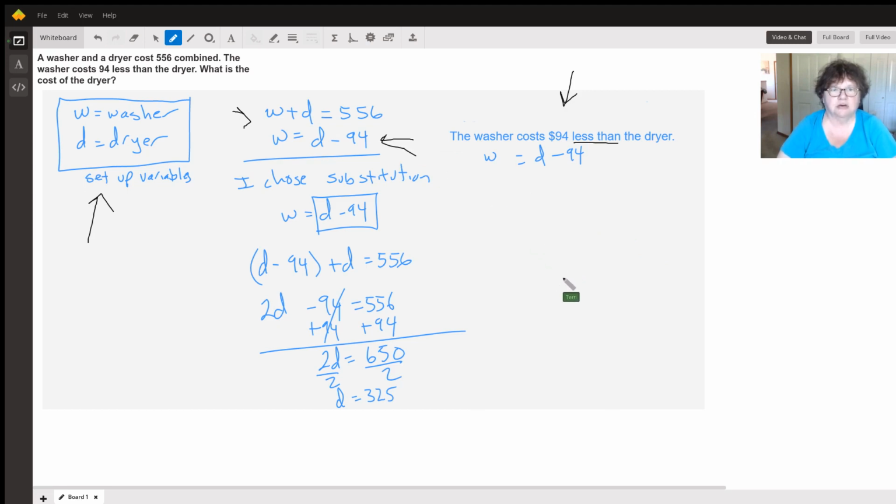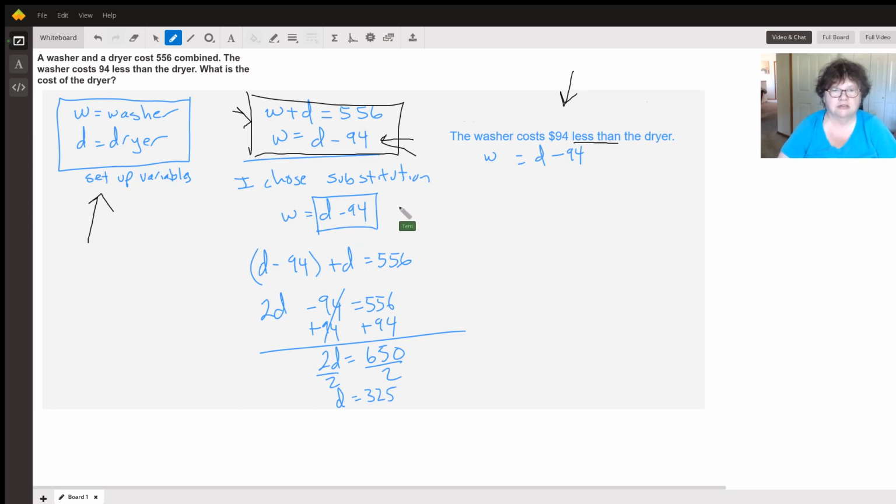Now what you basically have is a system of equations, right? You can either do it by substitution or elimination. Those are your two basic ways most people do it. You could totally do elimination if you wanted to. I chose substitution because I saw on that second one that W equals D minus 94. So that's set up perfectly for substitution.